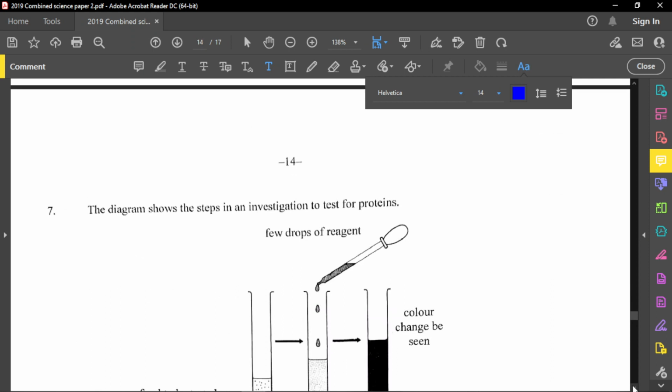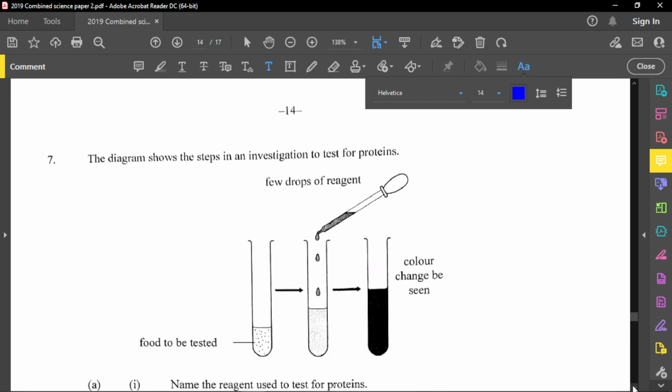They are so lucky. All right, so question number 7, and we really get into the end now. The diagram shows the steps in an investigation to test for proteins. So you're going to test for proteins, and you know that we use the biuret solution. It's a few drops of reagent, and the reagent for testing for protein is actually the biuret solution. Just to make a note right there. The color change you should see if your protein is present is purple. You remember that from our experiment. So we get purple for protein.